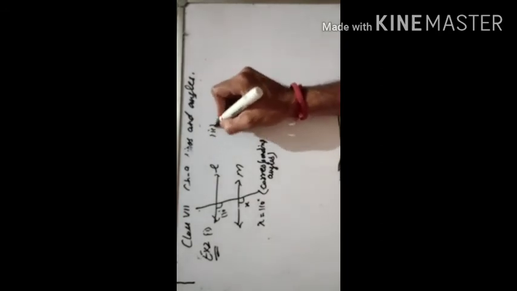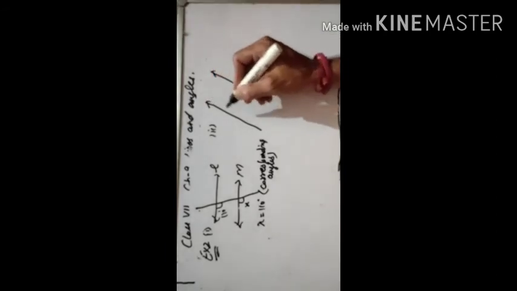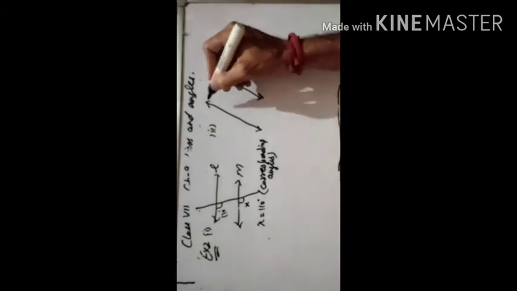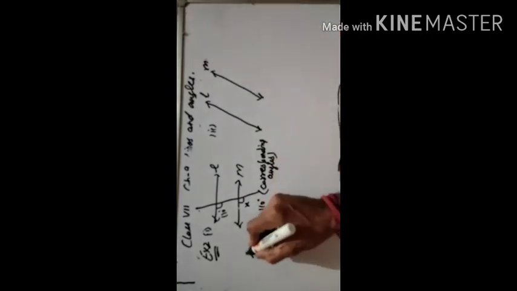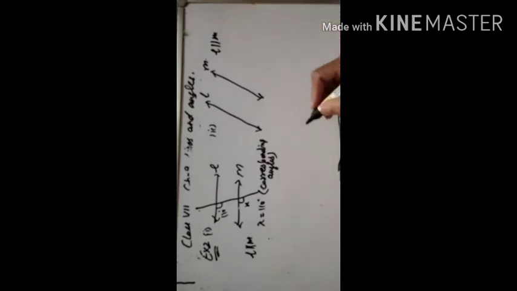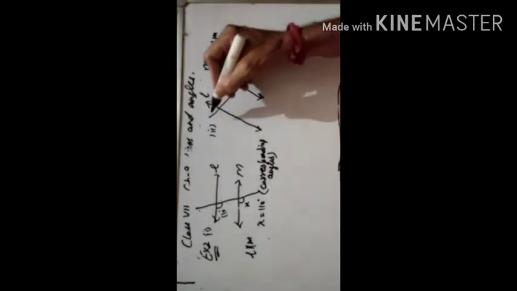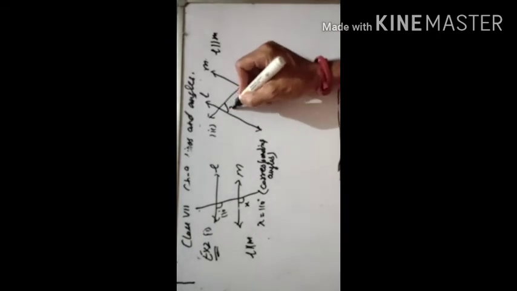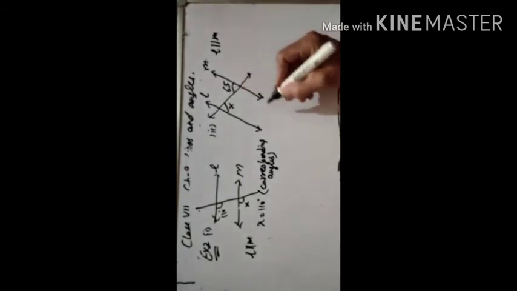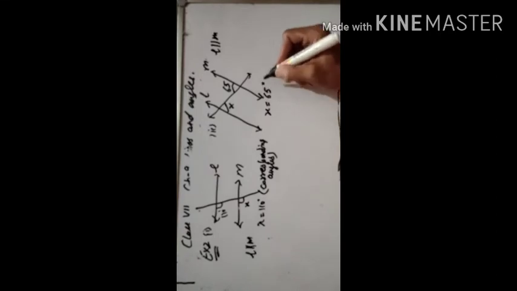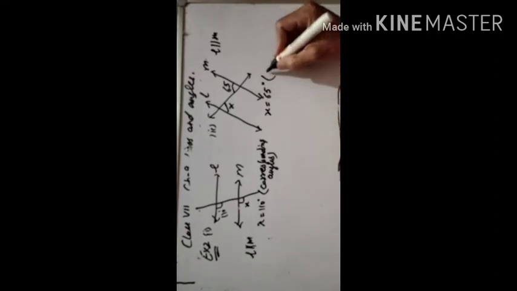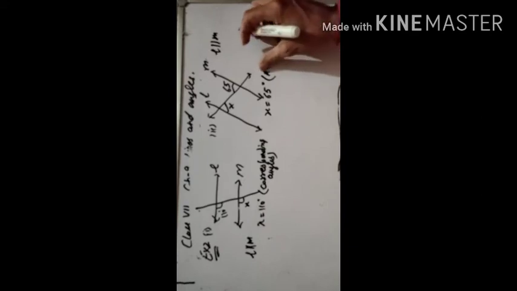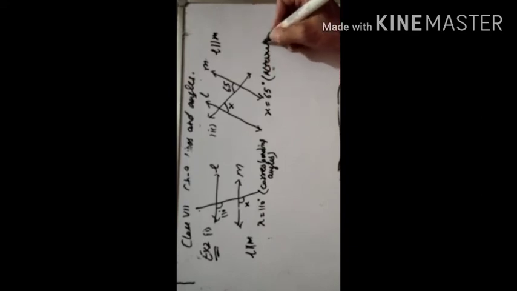This is the first part. In the second part, these two lines are given. L is parallel to M. This symbol is of parallel, and this is a transversal, and this is x, and this is 65. Now x is equal to 65 because these are alternate interior angles.